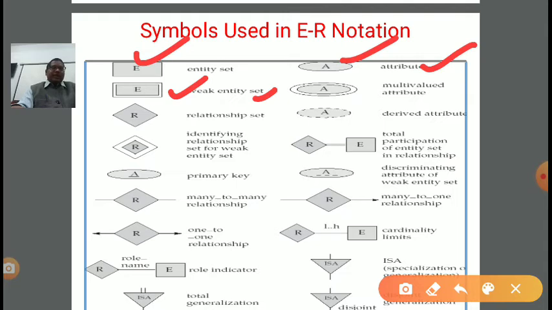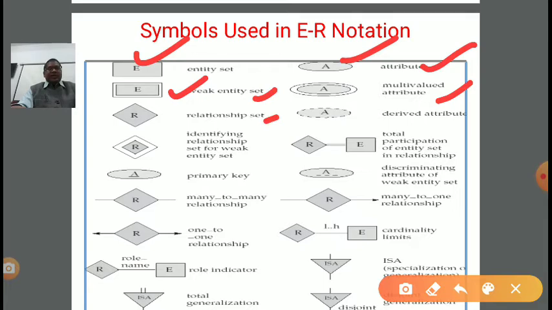Next is multi-valued attribute. Suppose I am entering a customer relation and the attribute name is phone number. Suppose a particular customer is having more than one phone number. Suppose I'm picking only one customer, customer name is X, and the phone number entries corresponding to X are more than one. Then the phone number attribute will be called a multi-valued attribute. Why multi-valued? Because there is more than one possible value of this phone number attribute corresponding to a single customer.